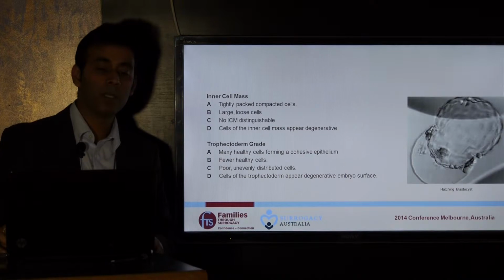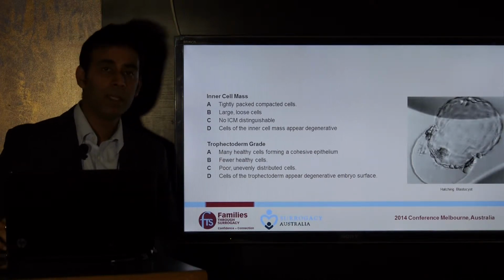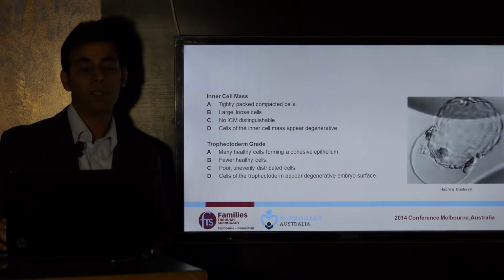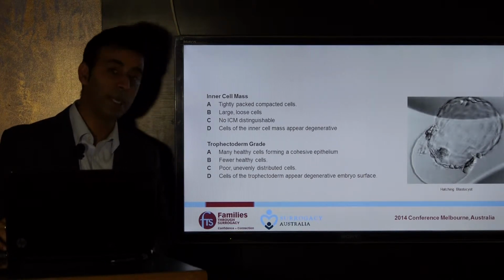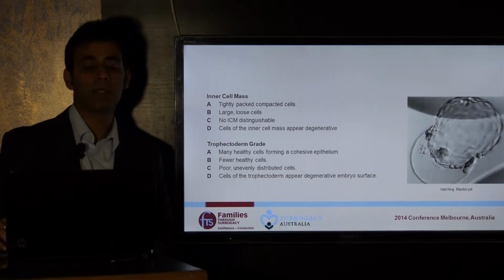A grade B blastocyst, the inner cell mass, the cells are loosely packed together. In the grade C blastocyst, the inner cell mass is not distinguished at all. Whereas in a grade D blastocyst, cells of the inner cell mass appear degenerative.